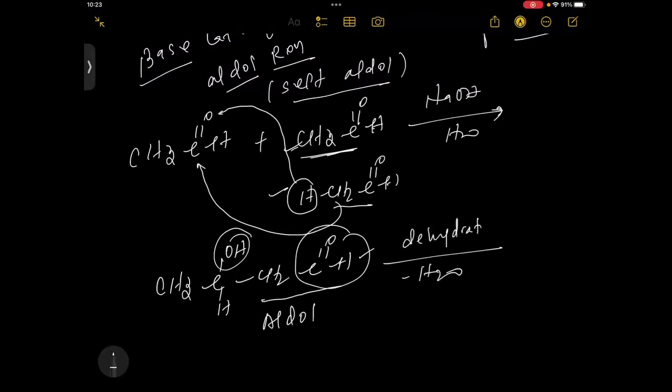Dehydration will happen, and that is the strength. All the things are reversible processes. So just keep in mind here. CH3, CH double bond CH, C double bond OH.